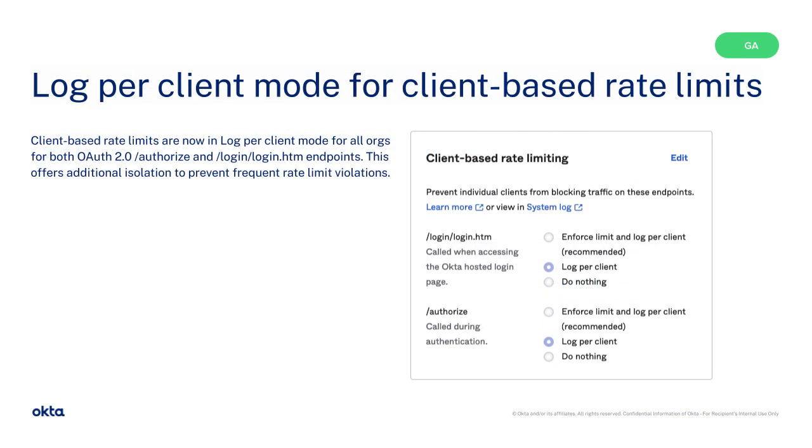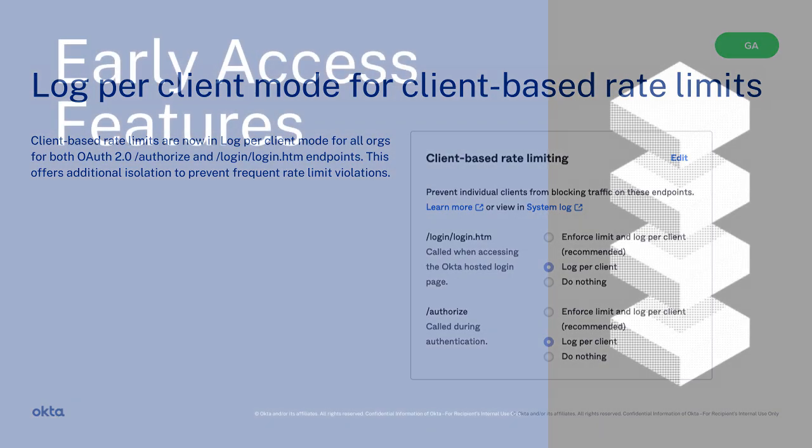Client-based rate limits are now in log per client mode for all orgs for both OAuth 2.0 authorize and login.htm endpoints. This offers additional isolation to prevent frequent rate limit violations.